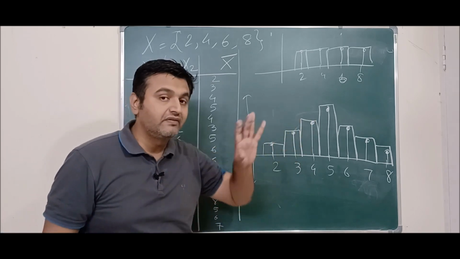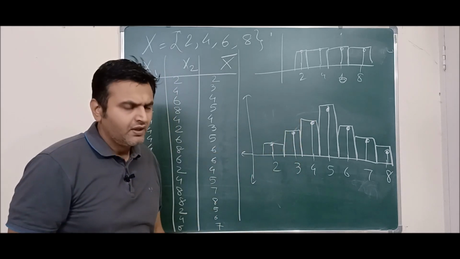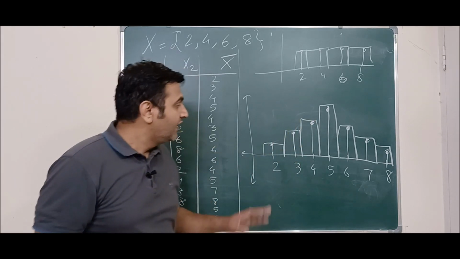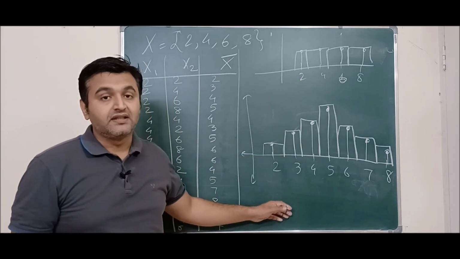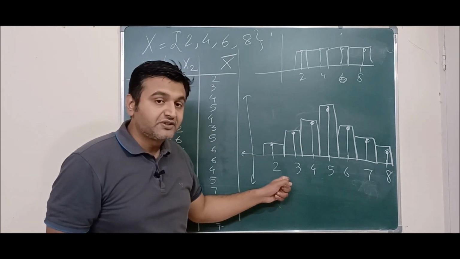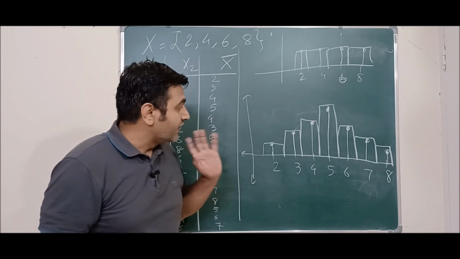Your x bar will always be normally distributed. There is some condition which I will come to, but anyways, I hope this visualization is clear. Okay, so this is a sampling distribution for x bar. Okay, now that was one thing.